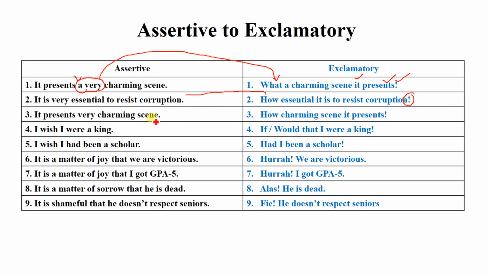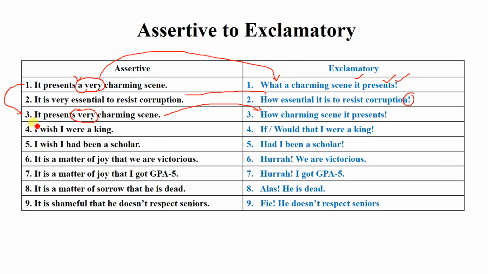"It presents a very charming scene." There is a little difference between this sentence and sentences one and three. Look, this sentence contains "a," but the other sentence does not have "a." So we start that sentence with "how," and this sentence, because of "a," we start with "what." I think all of you can understand very easily when we should use "what" and when we should use "how." Okay, "How charming a scene it presents!"